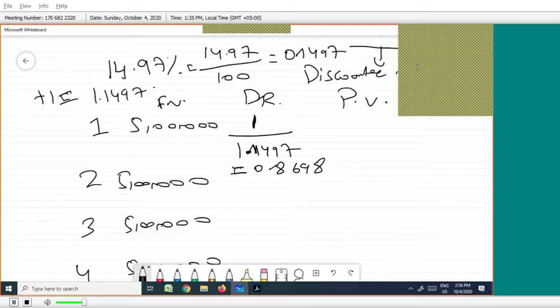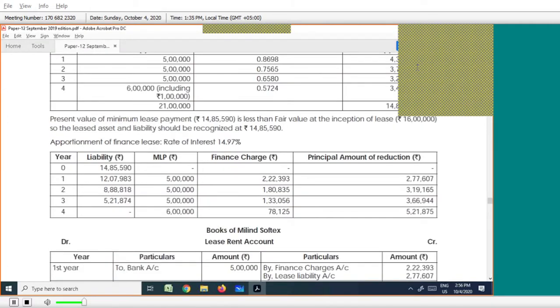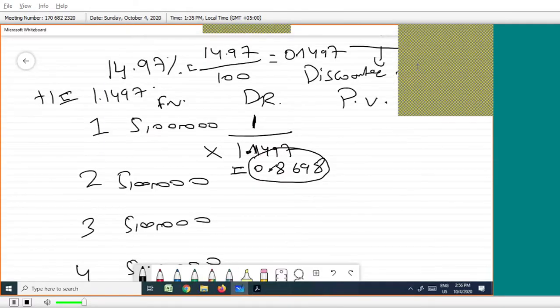0.8698. So this is the discount rate. So what I should do is 5 lakh into 0.8698. 5 lakh into 0.8698, how much? Please tell me.